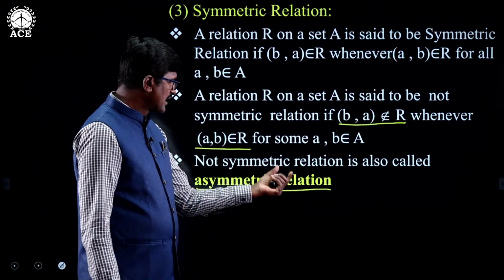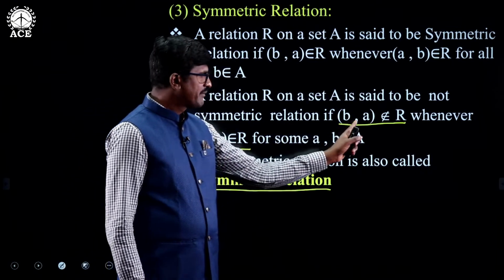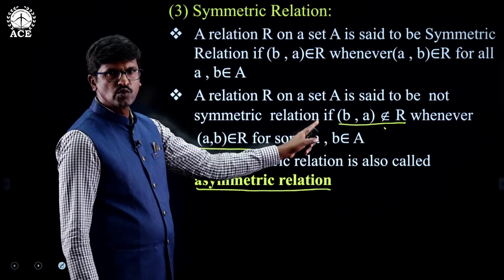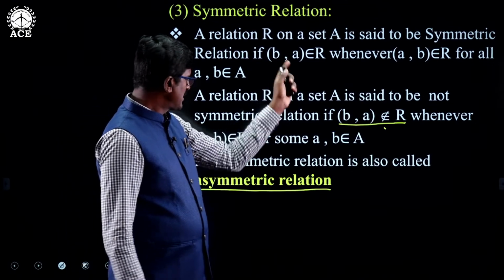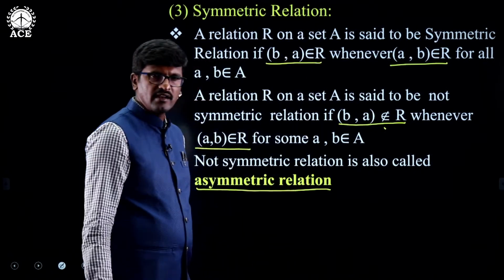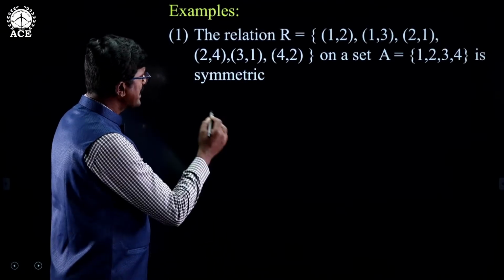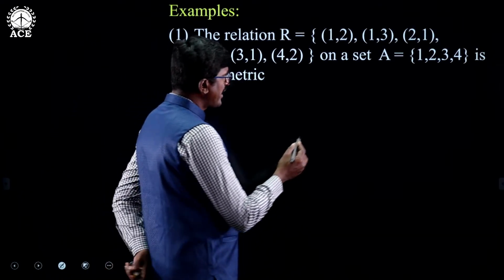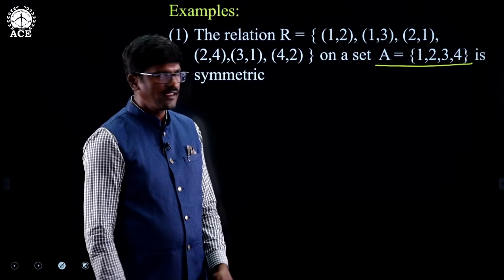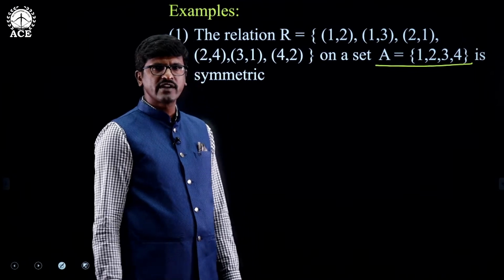When we say the relation is asymmetric or not symmetric, (A, B) is present in R, but (B, A) is not present in R. For example, if (A, B) belongs to R and (B, A) also belongs to R, then it is called a symmetric relation. Now let's see the examples. I am taking a binary relation defined on the set A = {1, 2, 3, 4}, with four elements, and I have taken some ordered pairs in the relation R.